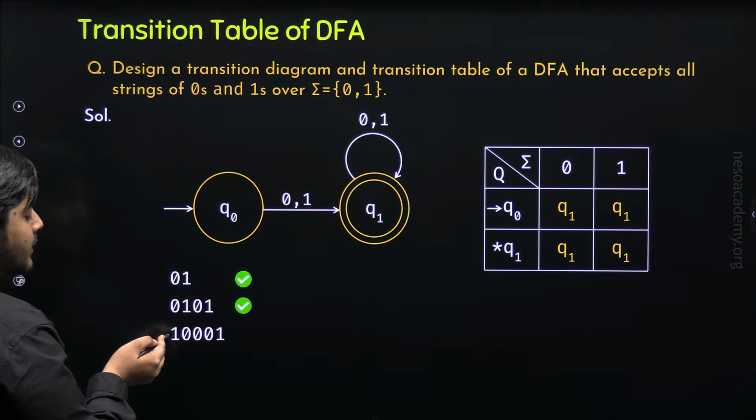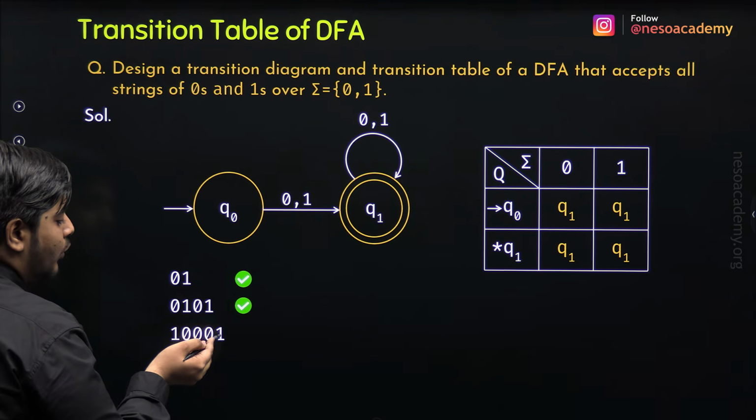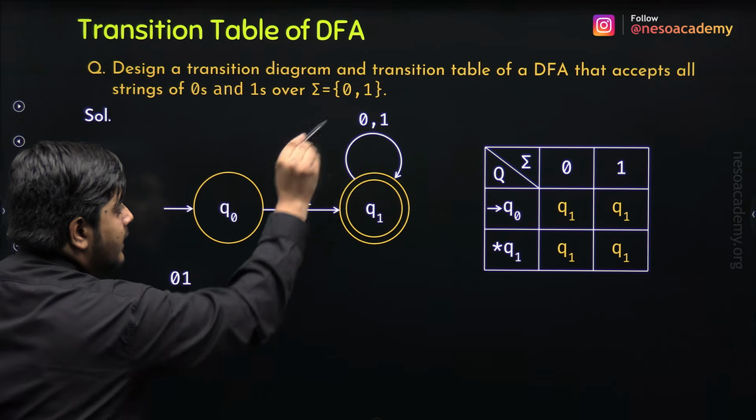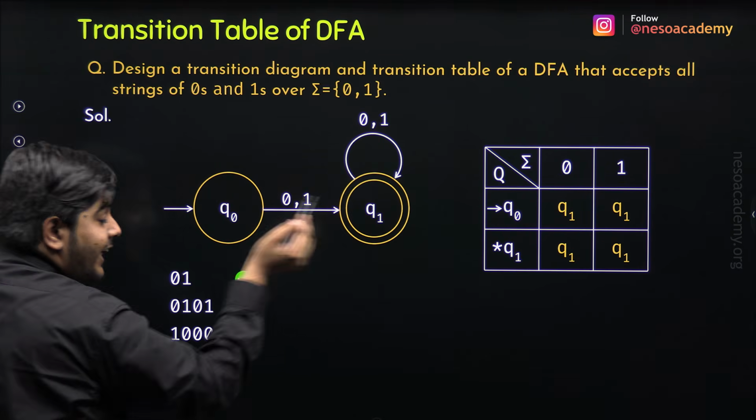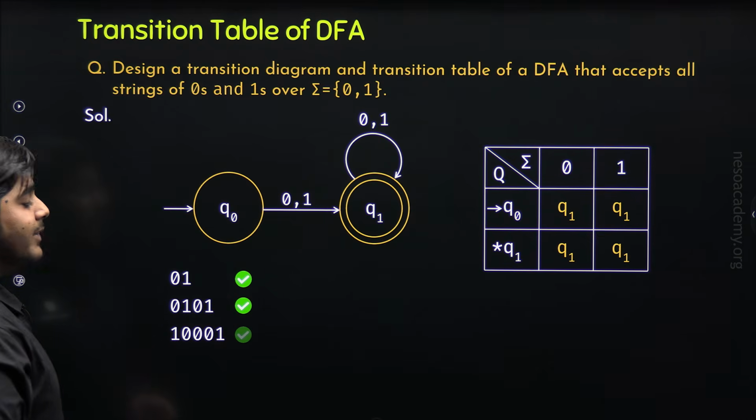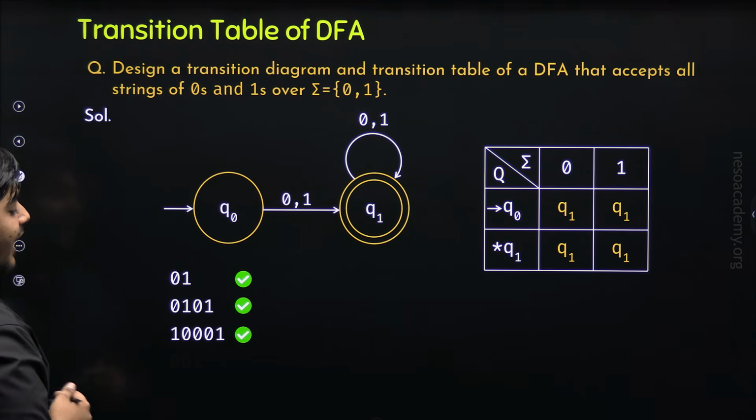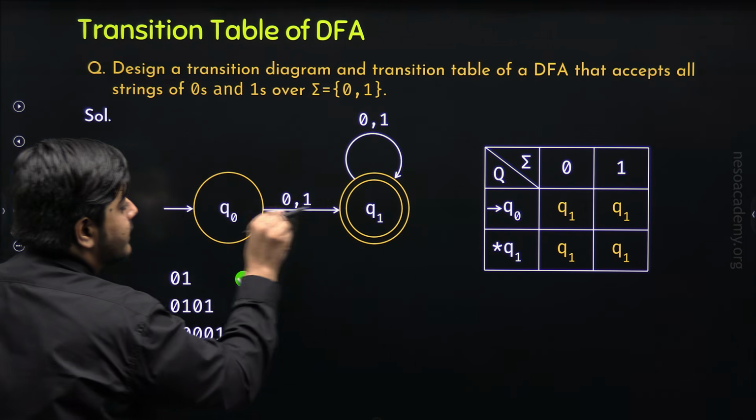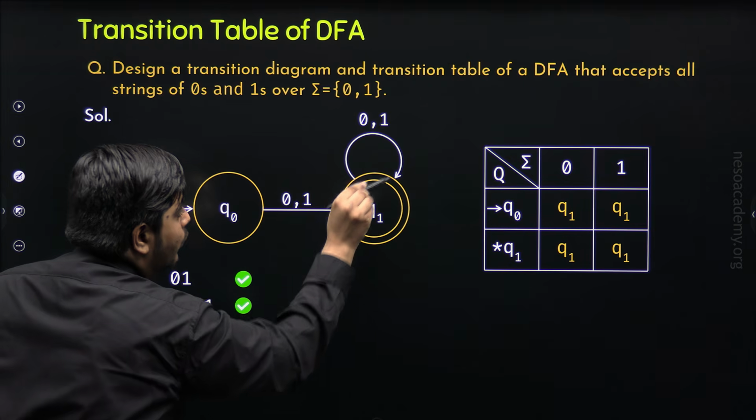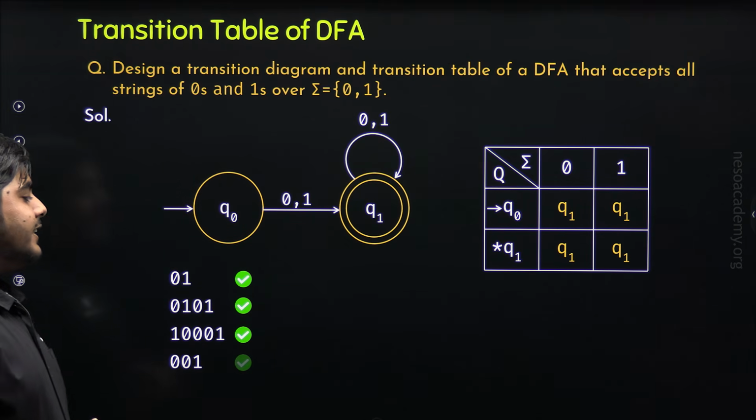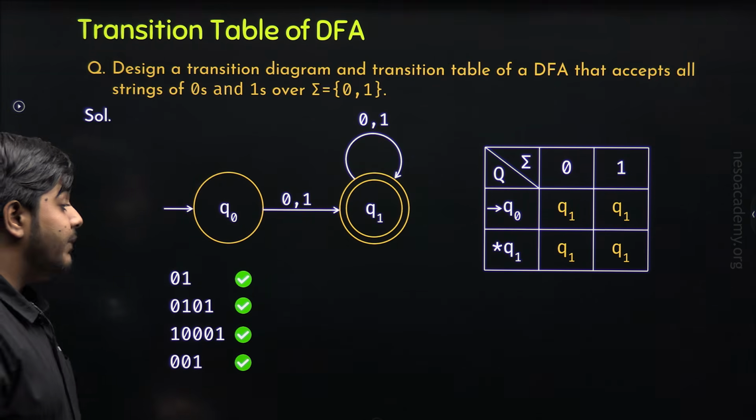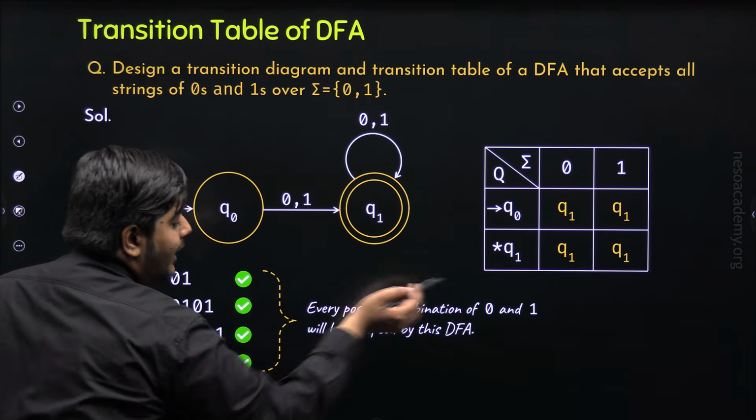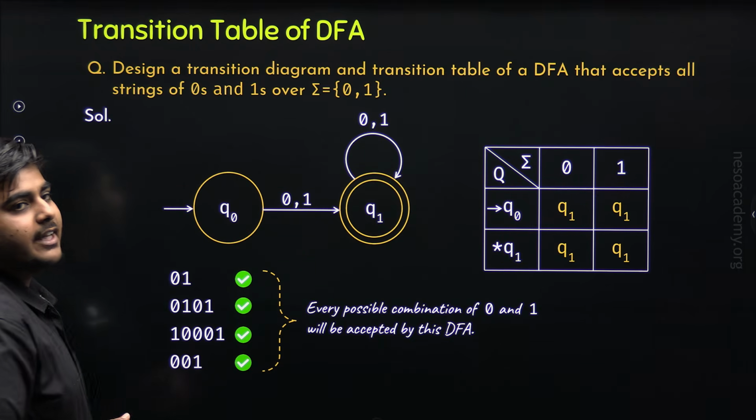The next string is 1, 0, 0, 0, 1. So 1, 0, 0, 0, 1, ending at the final state, and hence will be accepted. The last string that we have taken is 0, 0, 1. Let's process it. It will also get accepted by this DFA. That means every possible combination of 0 and 1 will be accepted by this DFA.